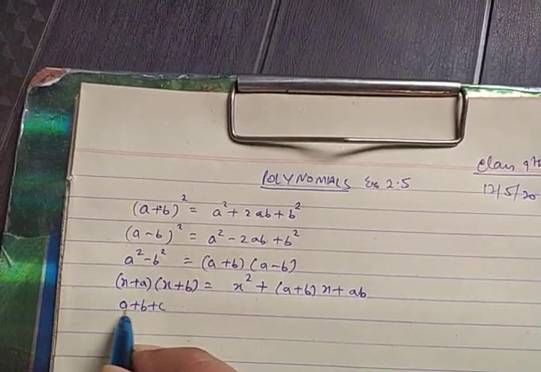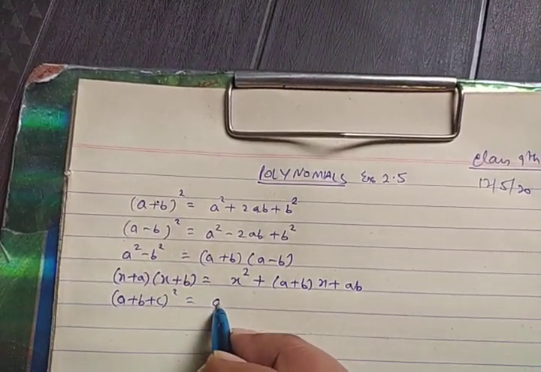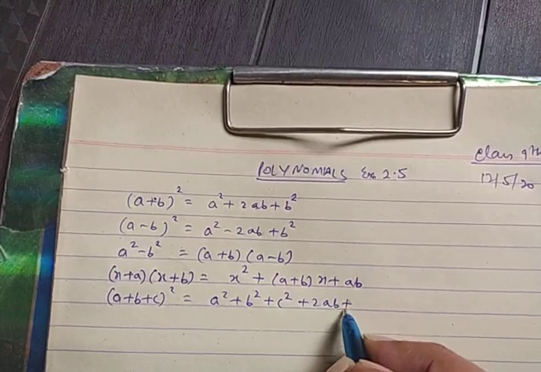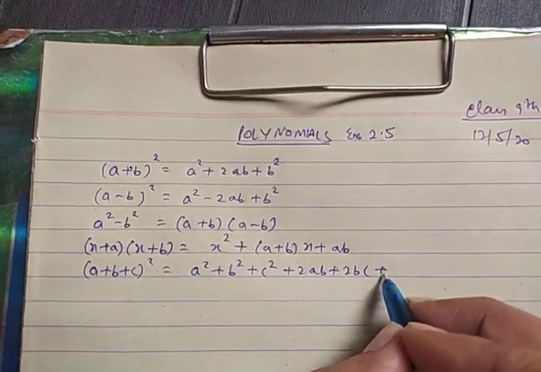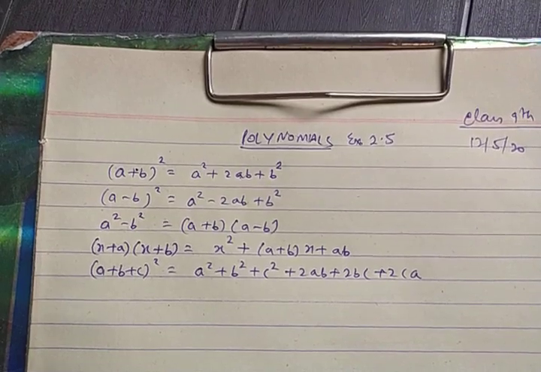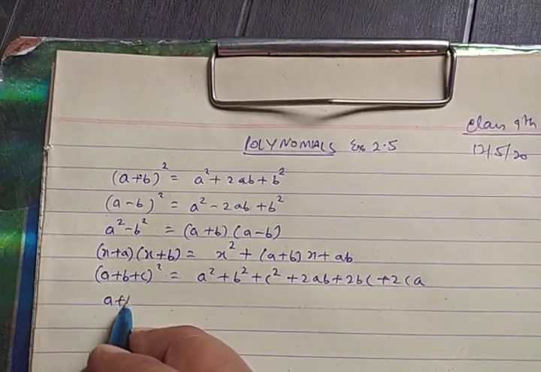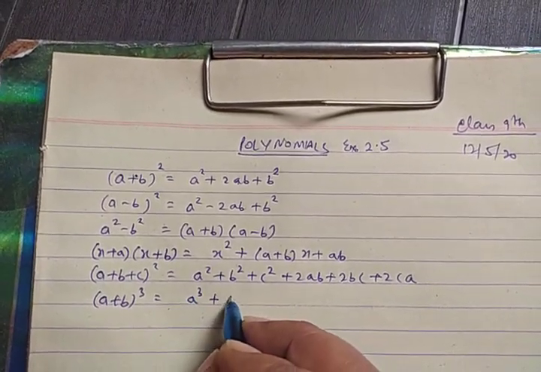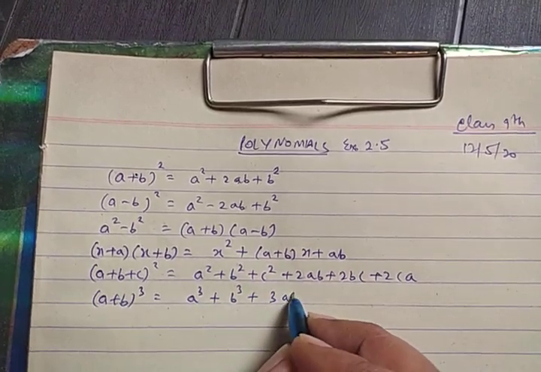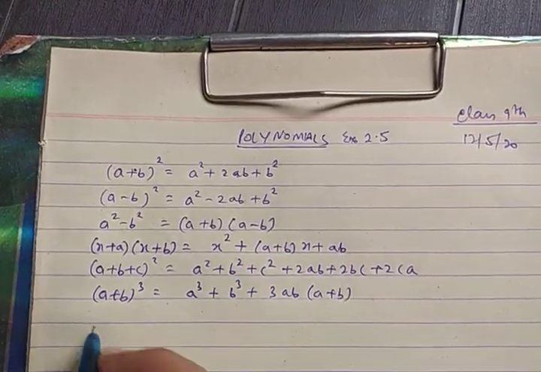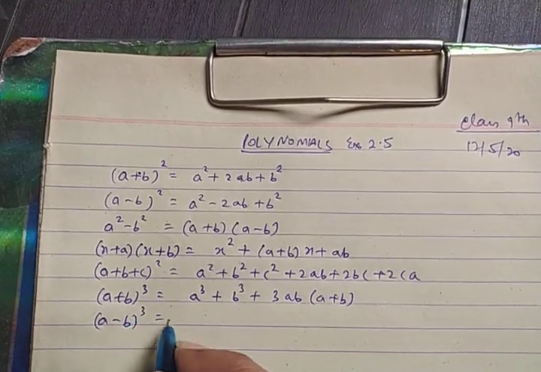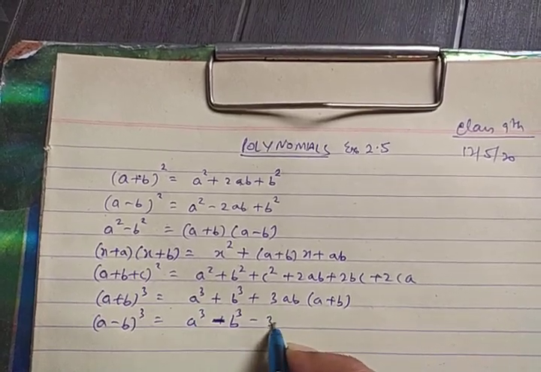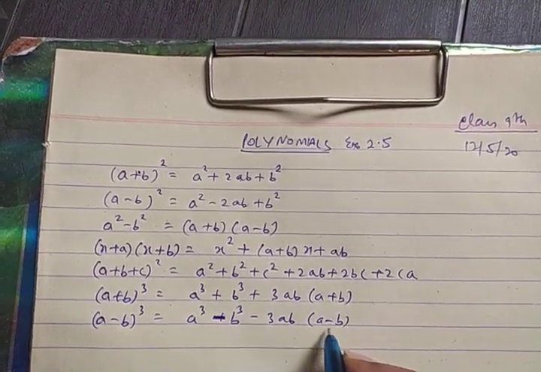(a plus b plus c) whole square. This will be a square plus b square plus c square plus 2ab plus 2bc plus 2ca. Then (a plus b) whole cube. This is a cube plus b cube plus 3ab(a plus b). (a minus b) whole cube. This is a cube minus b cube minus 3ab(a minus b).